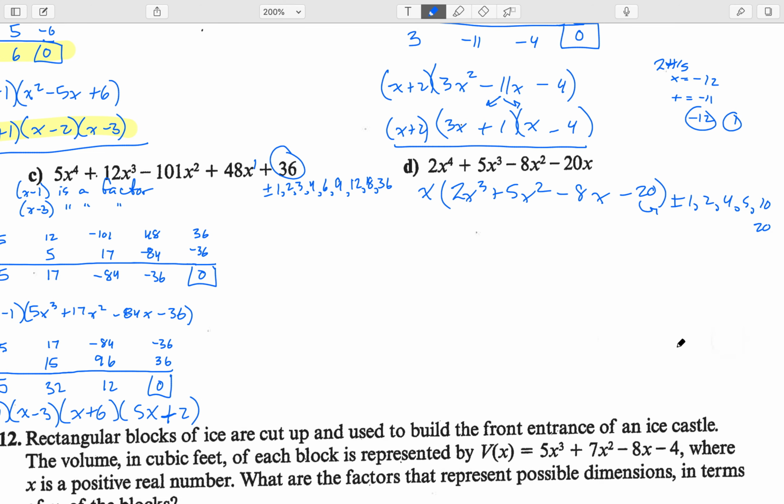Okay, so plug in 1: 2 and 5 is 7, minus 8 minus 20. 1 does not work. Neither does negative 1. However, P of 2 does. So in other words, x minus 2 is a factor. Remember? Step 1, step 2. Now I know that positive 2 is going to go out front. I'm going into this polynomial, right? Because I already pulled out the x. So 2, 5, negative 8, negative 20.